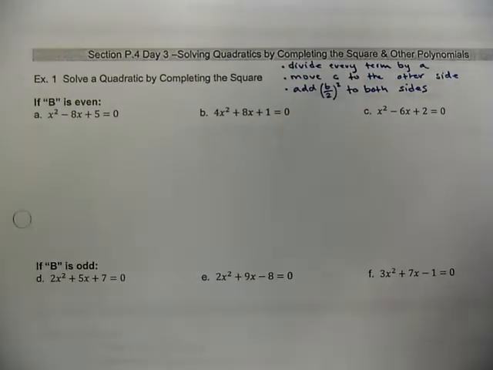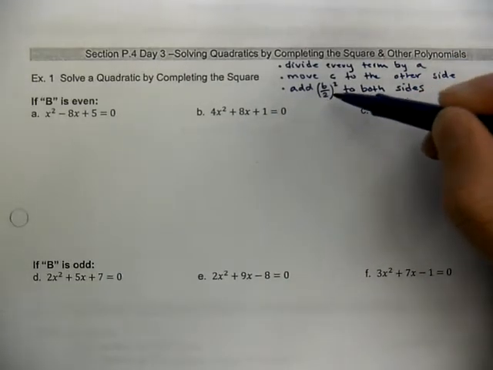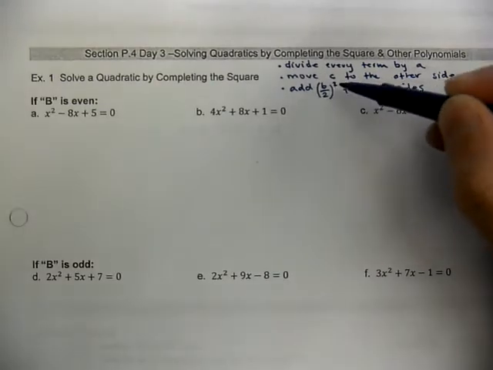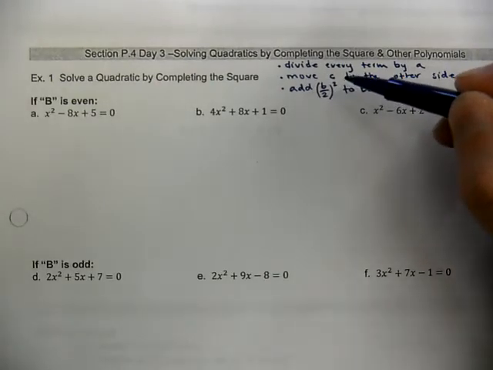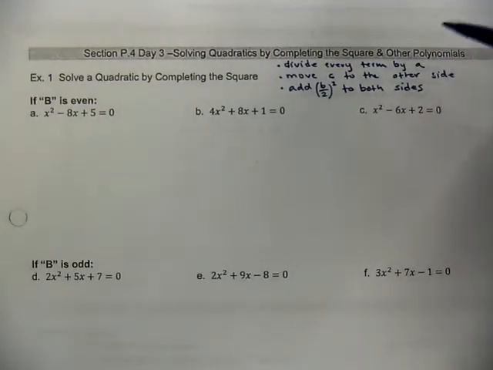We're starting off by just remembering the three main steps we need to go through when completing the square. Step number one, divide every term by a, that leading coefficient. Then move the constant term to the other side. And third, we're going to add the special number to both sides of the equation, this b over 2 quantity squared. Those are the first three steps to get us going. There are some other steps beyond that, but that's how we start off by completing the square.